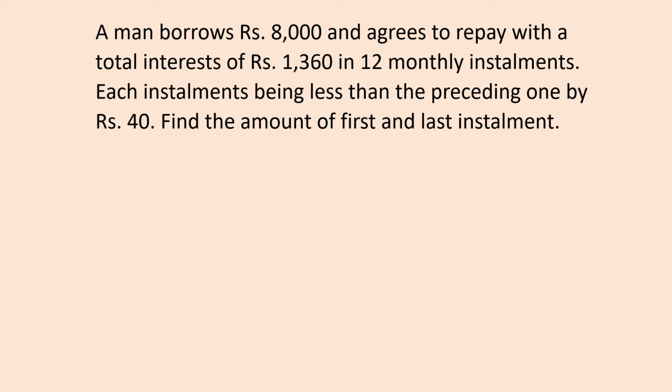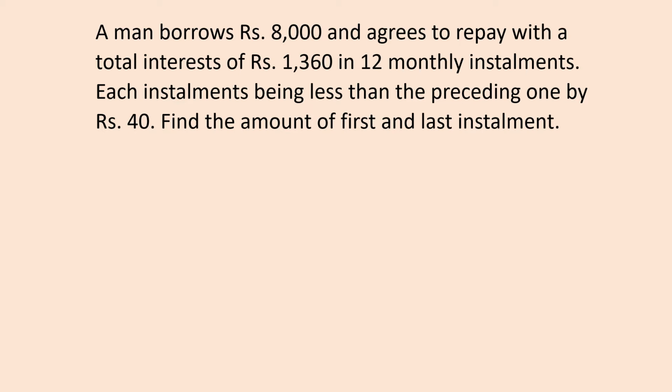So what have they given you about the installment? Each installment is less than the preceding one by rupees 40, which means he will start with the bigger amount and it will keep on reducing. Find the amount of the first and the last installment. So let us see the solution.